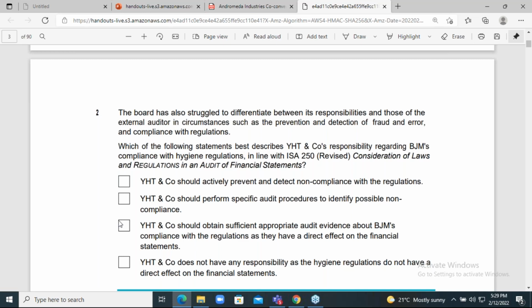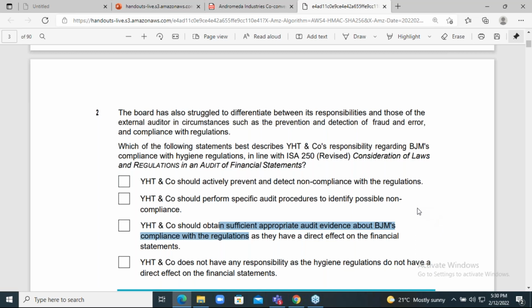Okay. So I was asking the wrong option. Now this is a tough call. Now let's see another trap of the examiner. When you read C, you can see it says should obtain sufficient and appropriate evidence about BGM's compliance with the regulations. Now this line is so accurate and so eye-catching that students ignore all other information. Now this is a trap.